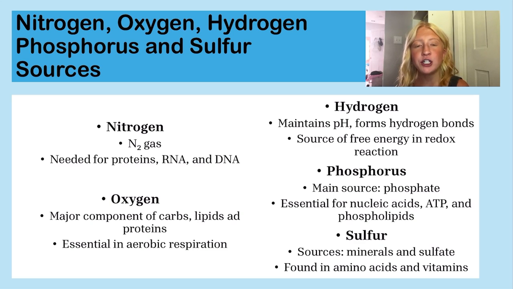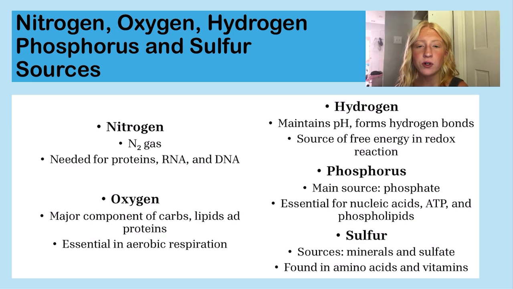So hydrogen plays a huge role in maintaining the pH balance, and hydrogen bonding is also a very strong form of bonding, so it helps stabilize molecules through hydrogen bonding. And then it also plays a role in oxidation and reduction reactions. And then we have phosphorus.